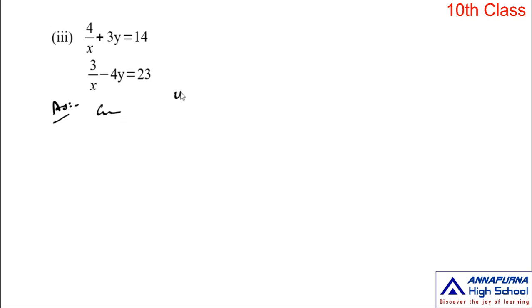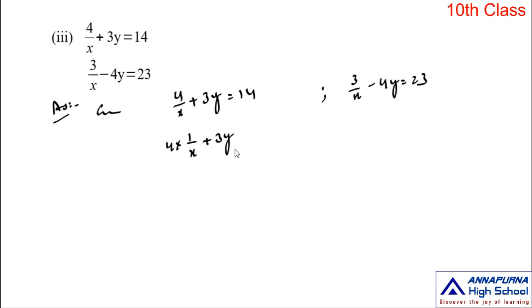So first write down the given equations. 4 by x plus 3 by y is equal to 14 and 3 by x minus 4 by y is equal to 23. I am writing the first equation as 4 by x written as 4 into 1 by x plus 3y. Why? Because y is in the numerator, no need to rewrite it. 3y is equal to 14 and 3 by x written as 3 into 1 by x minus 4y is equal to 23.